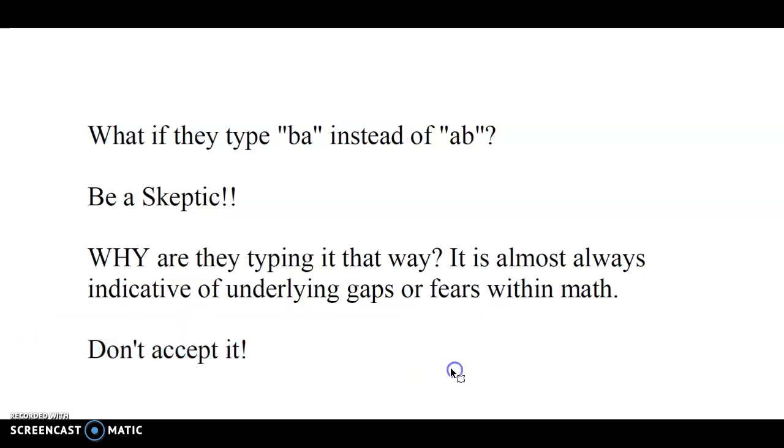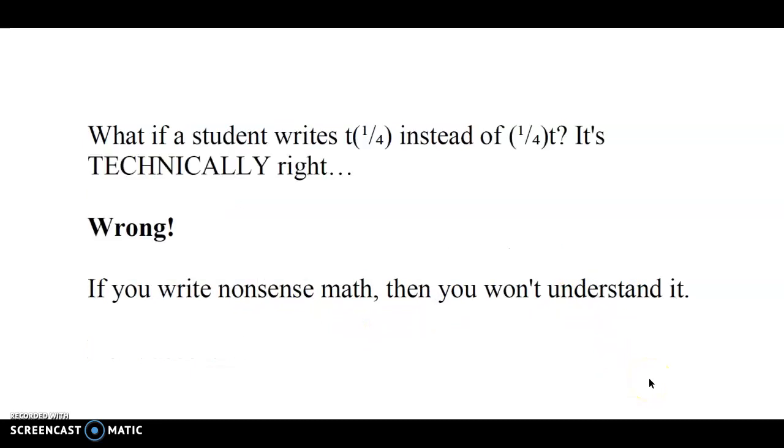Definitely don't accept it for sure. But just try to think about, why are they typing it that way? It's just super bizarre and usually indicative of these underlying gaps or fears within math, right? Really, really big stuff beneath that.